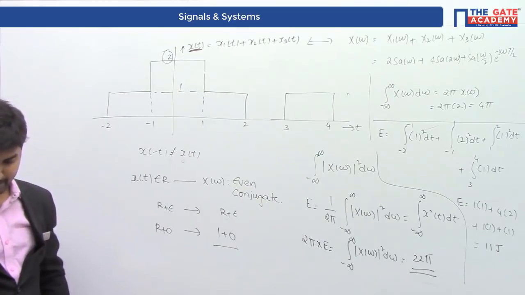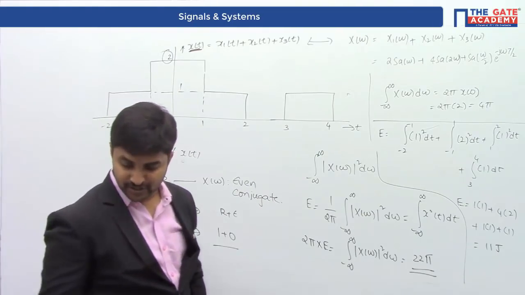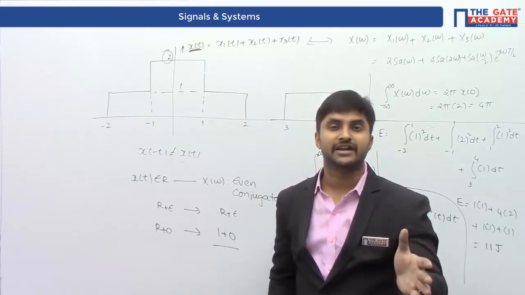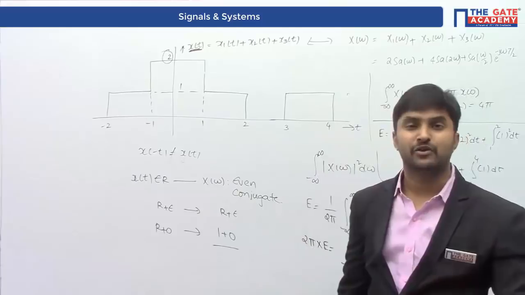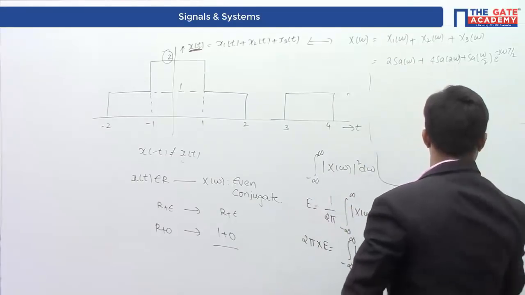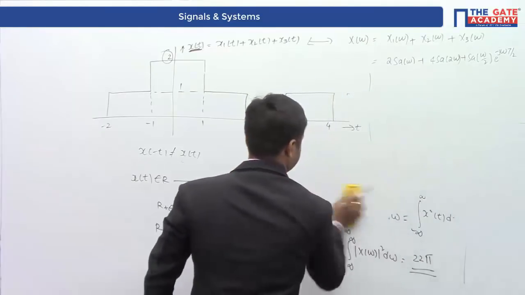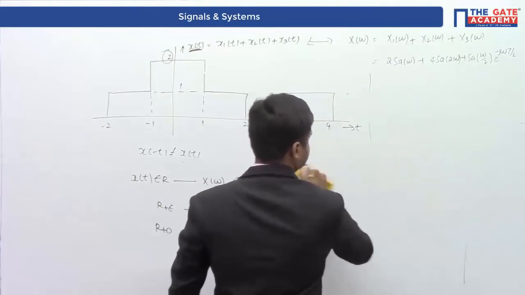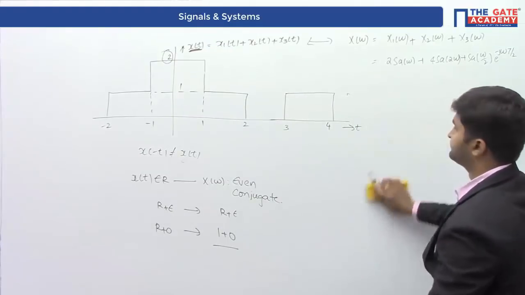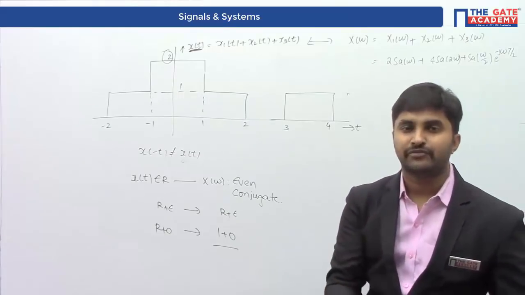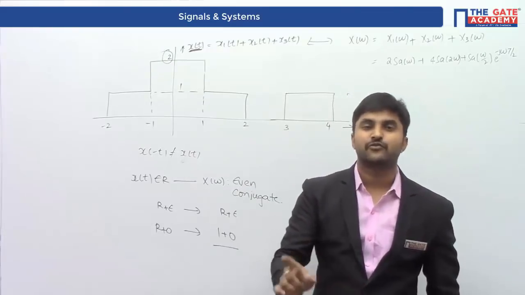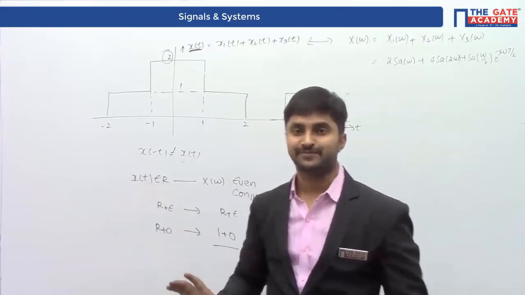Now let us come to the part E of it. The Fourier transform of x of t into x of minus t is always real. This has already been asked in GATE before: x of t multiplied by x of minus t, what is the nature of it? What is the nature of the Fourier transform of x of t into x of minus t?